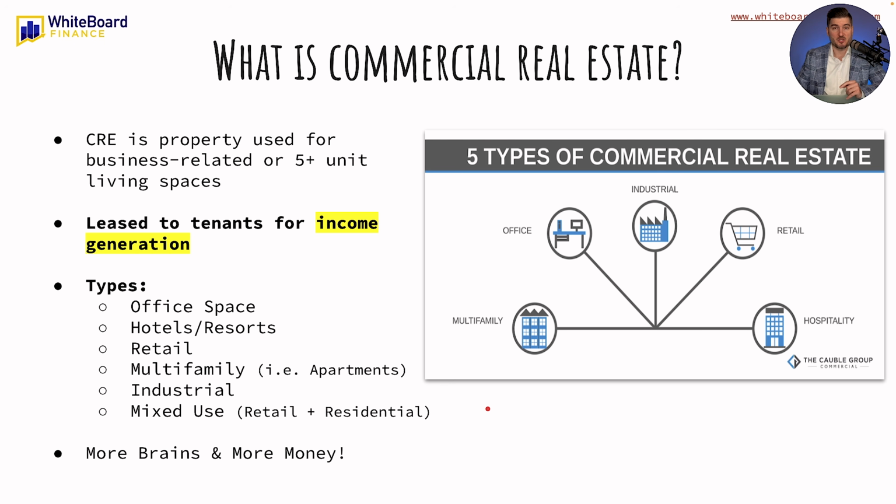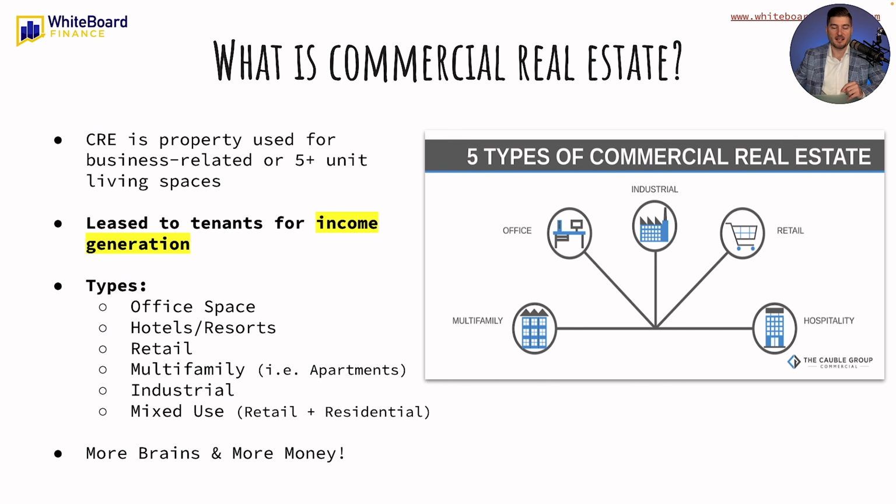So what are some quick types of commercial real estate? We have office space, which a lot of people have worked in at one point in their careers or lives. We have hotels and resorts. We have retail. We have multifamily. We have industrial. And we have mixed use. There's definitely more types, but those are the big ones. You have healthcare facilities. You have things like that. But I'm not going to go too much into the weeds here.